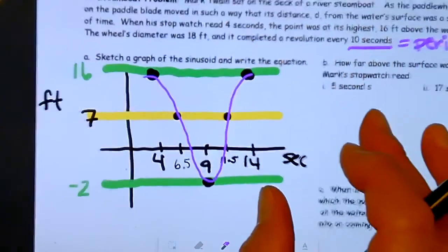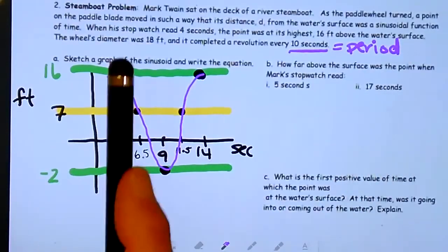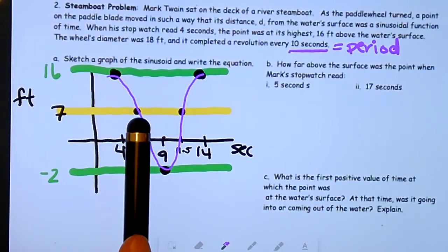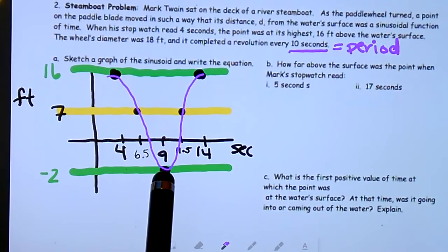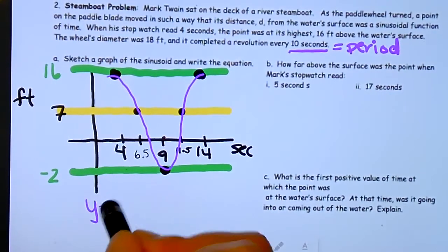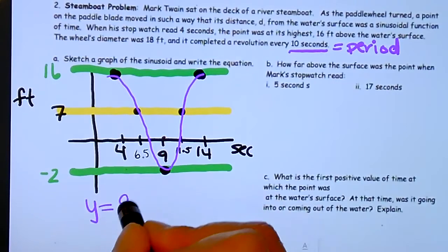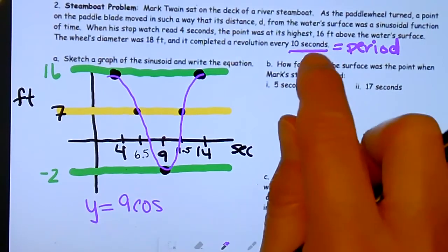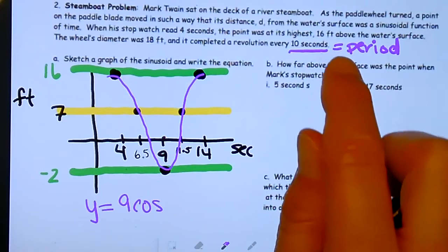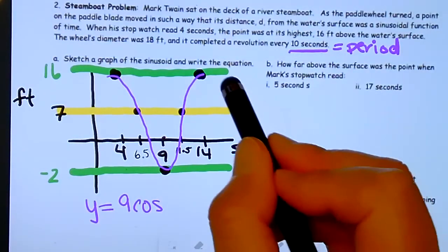And now I'm going to write an equation for this. Okay, and again, I'm going to do cosine. I'm going to start here. If I want to start with sine, I could start the sine here or here at the middle. I can also start a cosine at the bottom if I really wanted to, but I'm going to start here. So I'm going to write y equals, my amplitude is going to be 9, cosine. Now for my b, I have to remember my period was 10.